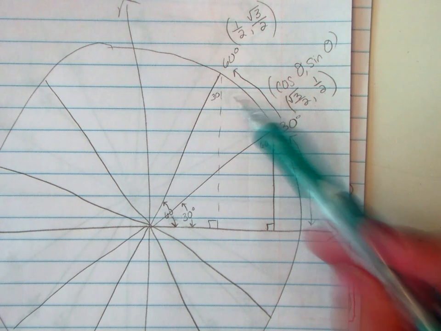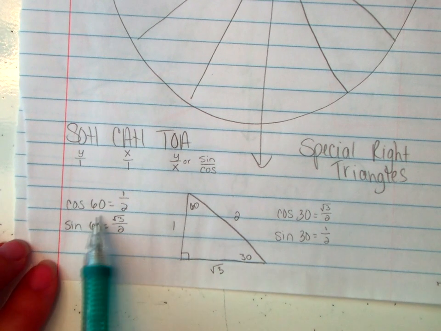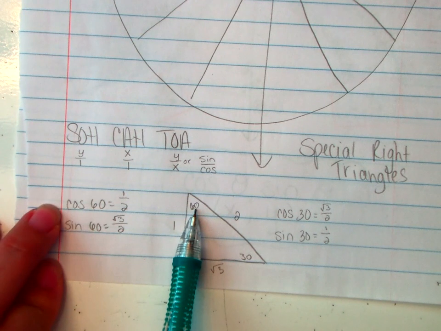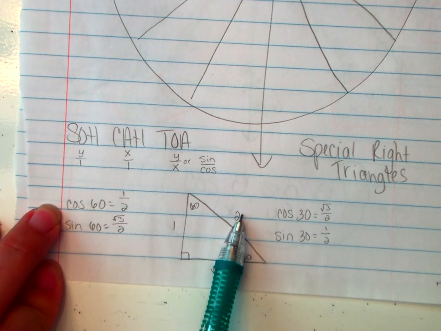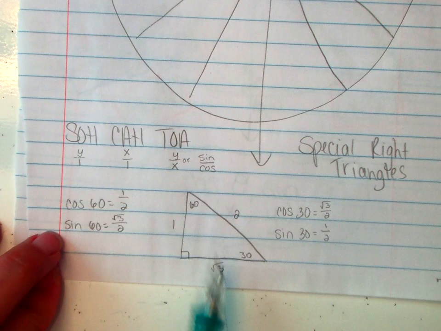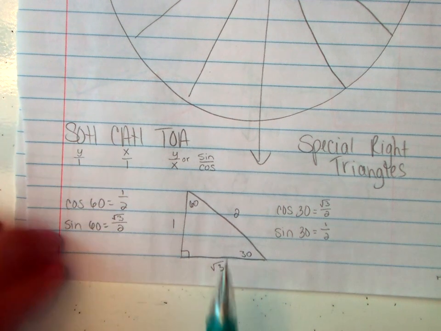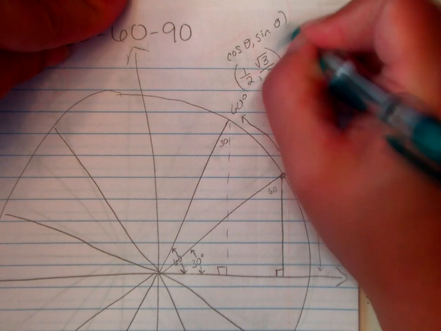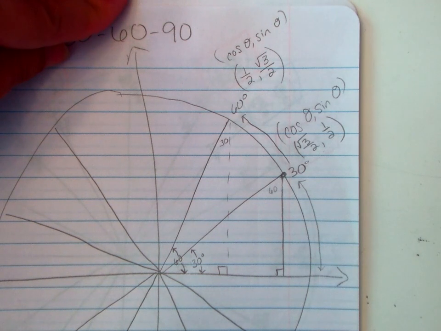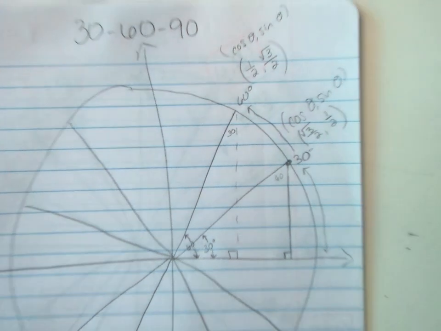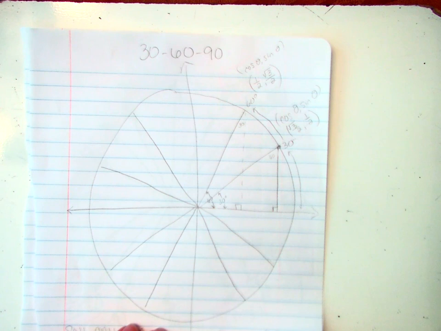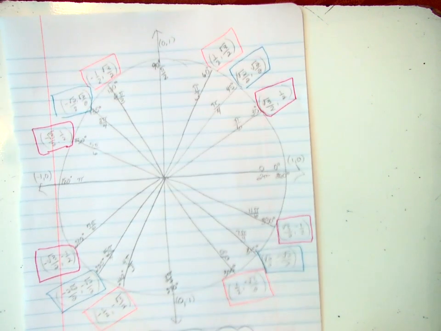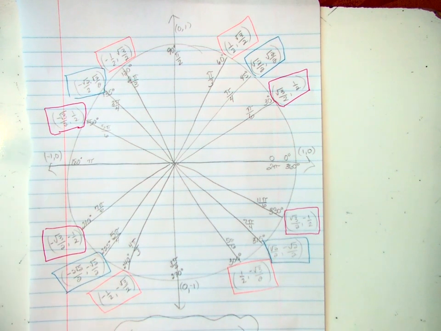For 60, I'm going to do the same thing, cosine and sine. So the cosine of 60, if I'm standing at the 60, cosine is adjacent over hypotenuse. The sine is opposite, square root of 3, over hypotenuse. So again, my point is my cosine theta and my sine theta. So I have 1/2, comma, square root of 3 over 2. So this is how we find our points. Now, I do want you guys to create your own unit circle.